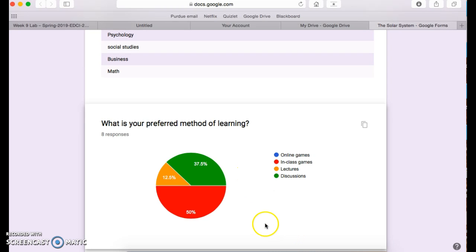were that they really preferred in-class games, so I'd probably be more apt to utilize that versus online games because that is blue and no one really likes.